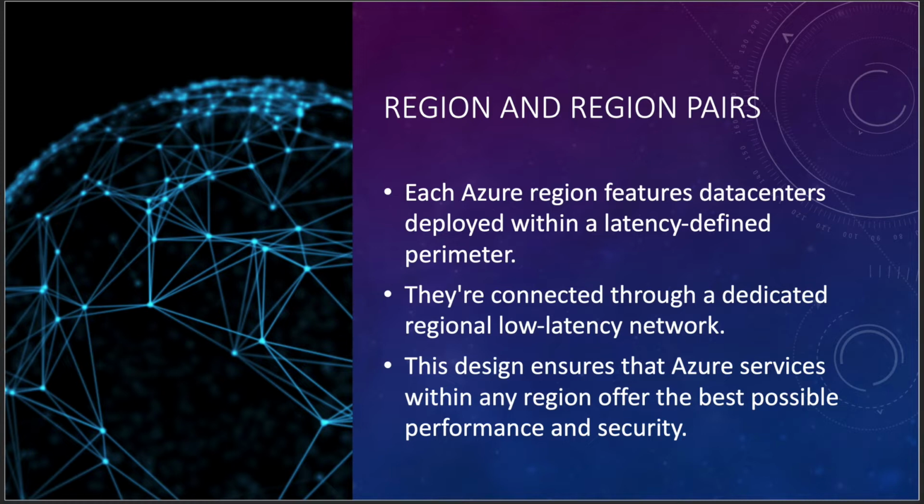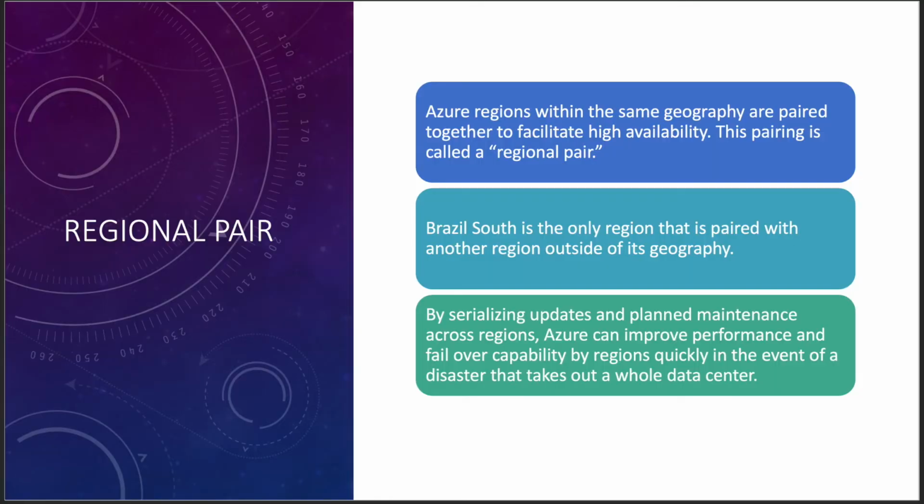Sometimes you might have a pair, where two regions are paired with each other. So if one goes down, the other one picks up, or you can use that to do some really interesting staging. The big reason you want to do this is for failover, business continuity and disaster recovery, and also resiliency, making sure your applications can grow as they need to. This design ensures that Azure services are always within reason within the SLAs.